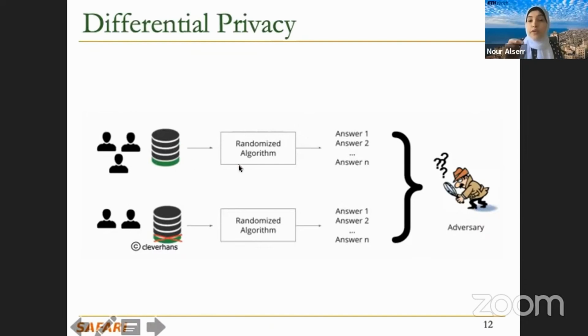Here, we want to hide the impact of one individual. So imagine we have a data set and we have a neighbor data set. Both of them are the same, and they differ only in one row. So if the adversary sends his query to the data set, he will be confused about where the answer he got came from. Was it returned by this data or the other data? So this is the brief idea of differential privacy.